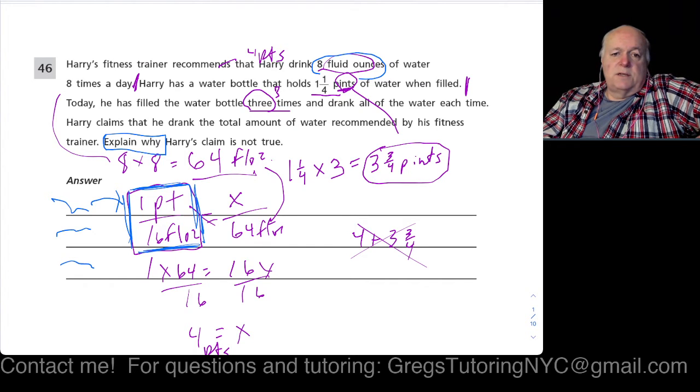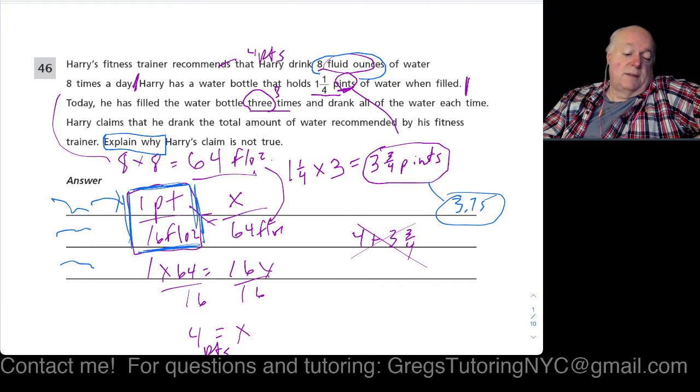There's slight variations to this. In other words, you could have said this was 3.75, instead of 3 3/4. That's not a problem. Let's see, what other things could go on here? And again, I said this is not 4 plus. This is also not 4 times 3 3/4.